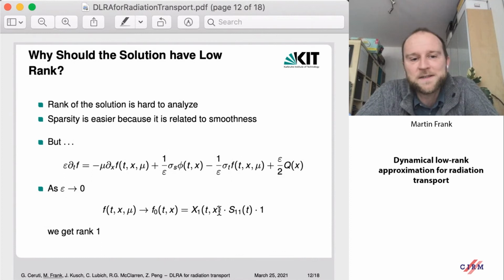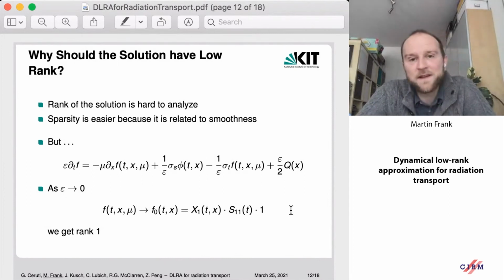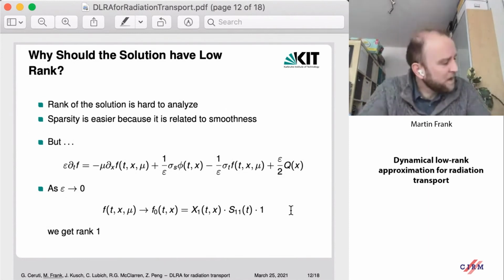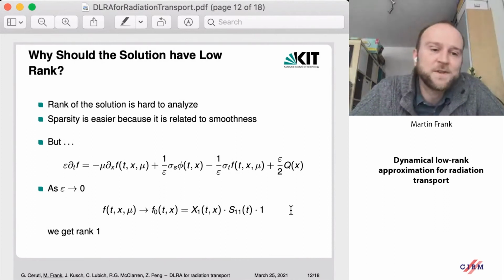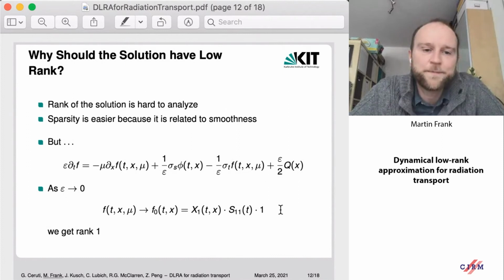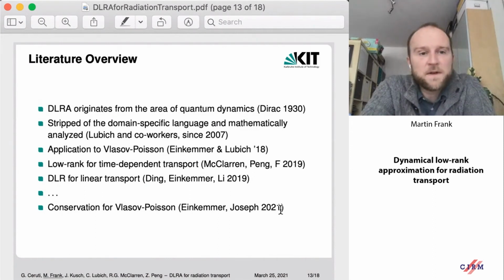I can write it with just a spatial basis function. I don't even need that coefficient anymore, and a 1 in velocity space. So it's rank 1. And the obvious hope is that if you're close to the asymptotic limit, your solution is of low rank. It might not be rank 1 anymore, but it's of low rank. But all of this is essentially an intuitive argument. The proofs would be interesting to see, actually. How can we actually characterize the rank? All right, so before I show you two numerical results, a little bit of a literature overview. This method actually is quite old.